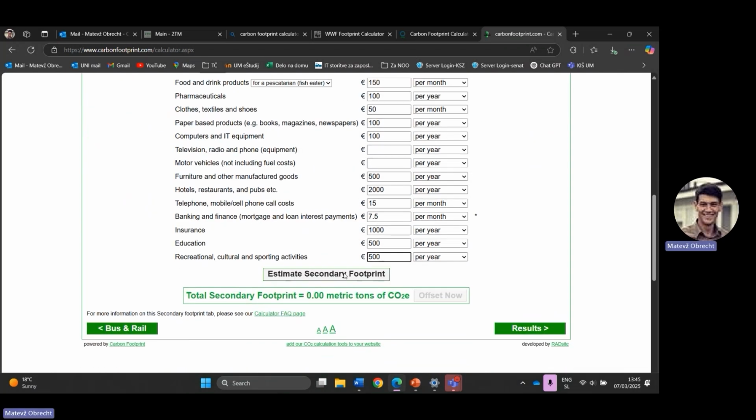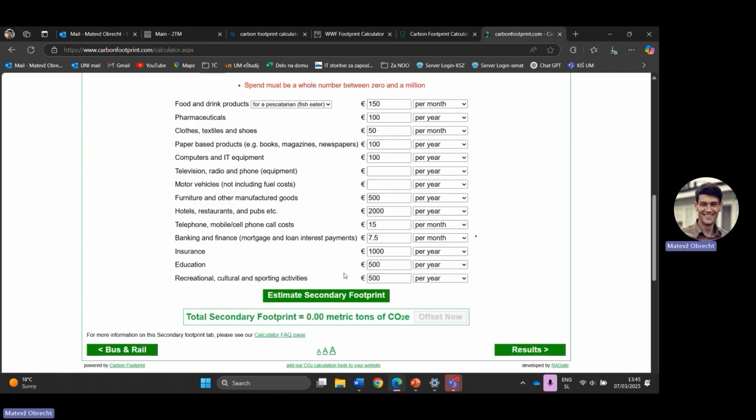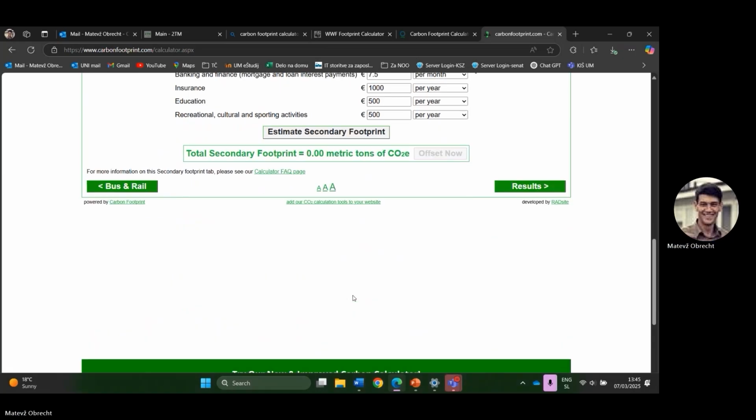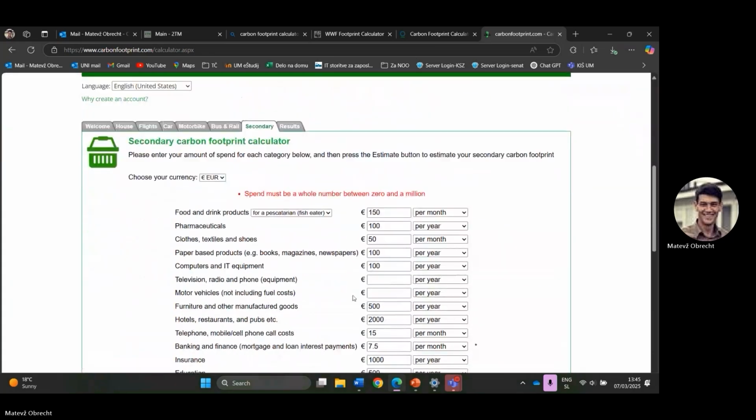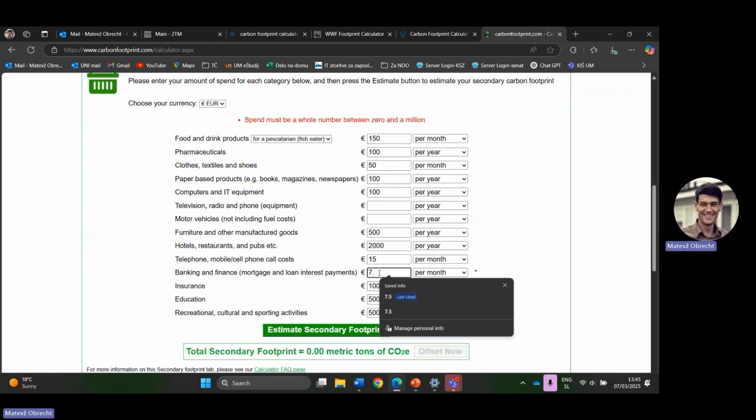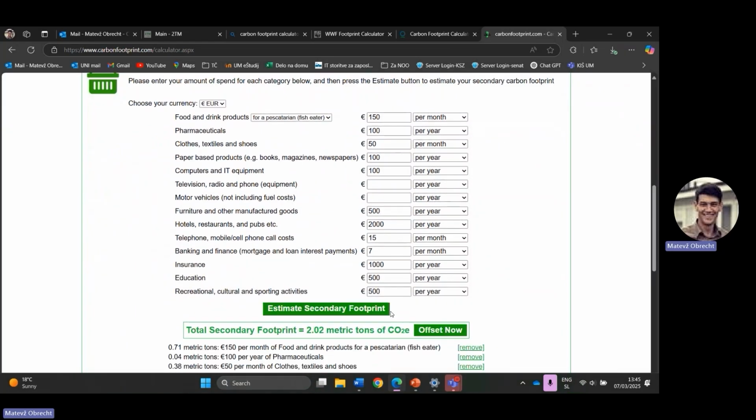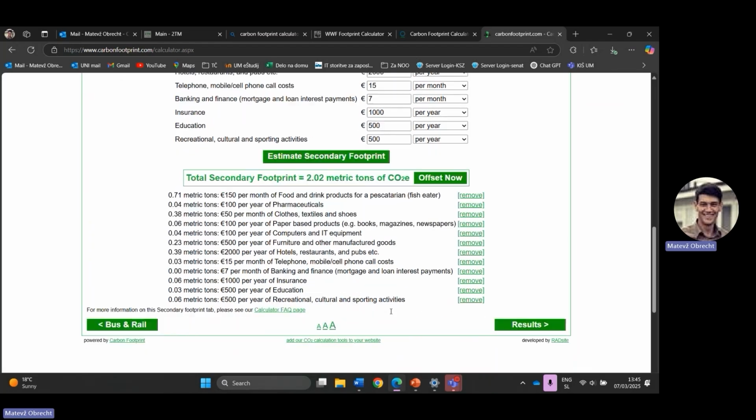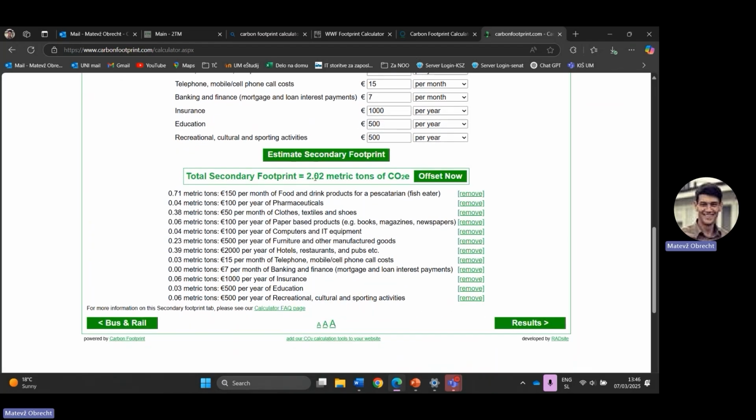And we have estimate secondary footprint. Here we have... span must be a whole number. Okay, once again, I did the same mistake. Okay, and here we have the total secondary footprint.